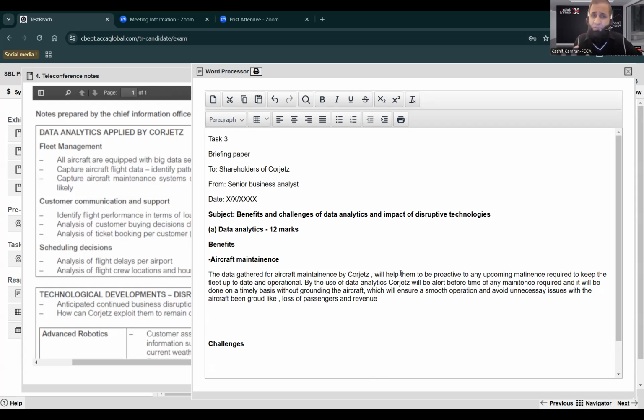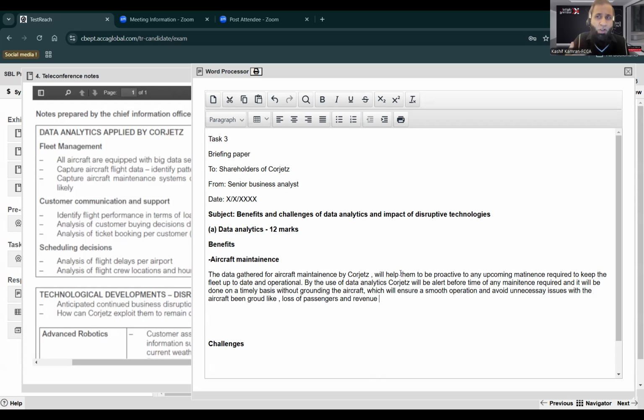capturing data on the aircraft maintenance system. So they will be proactive. They know before time what is going wrong, where things may go wrong, and being proactive, they can keep maintaining the aircraft on a more regular basis.